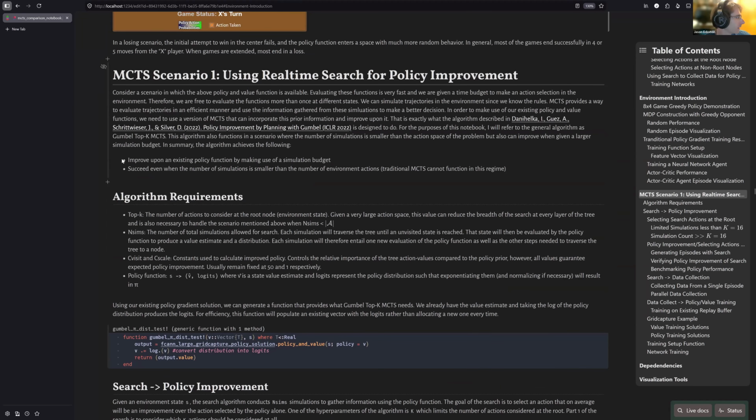So the two key points for this scenario that we're talking about: we want to improve upon an existing policy function that we have using some kind of simulation budget, either computational budget or a time budget. And then we also want something that can succeed even when the number of simulations is very small, and in particular smaller than the number of environment actions.